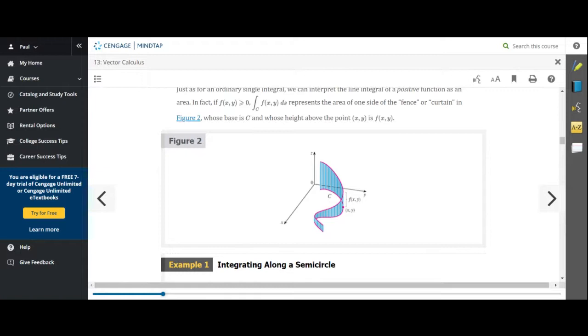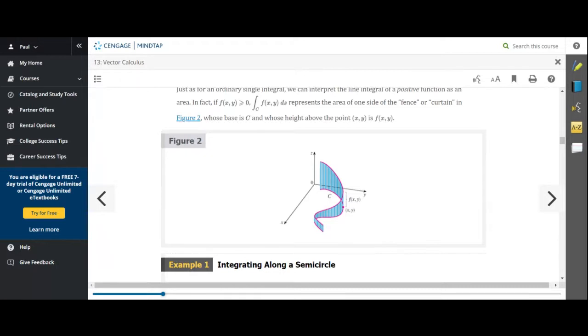So if your function is positive, then the line integral represents the area of a fence or a curtain in figure 2, whose base is curve C and whose height above the point is the function of x and y.